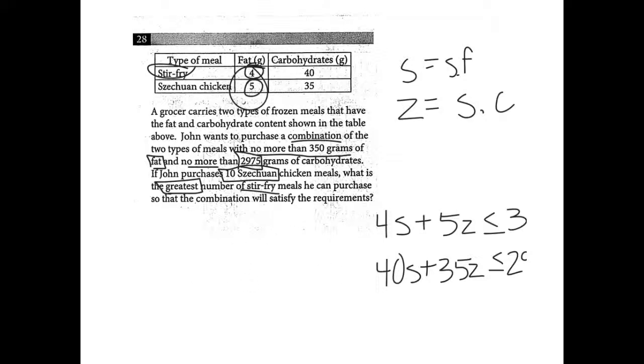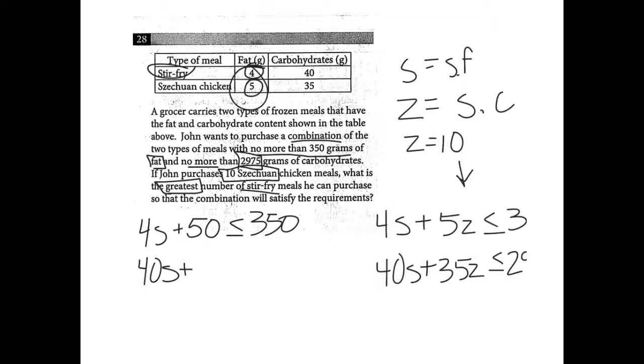But here's where it gets fun: you know that you're purchasing 10 Szechuan chicken meals. So if Z equals 10, then we can just substitute 10 here, and we get 4S plus 5 times 10, which is 50, is less than or equal to 350. And then 40S plus 35 times 10, which is 350, is less than or equal to 2,975.